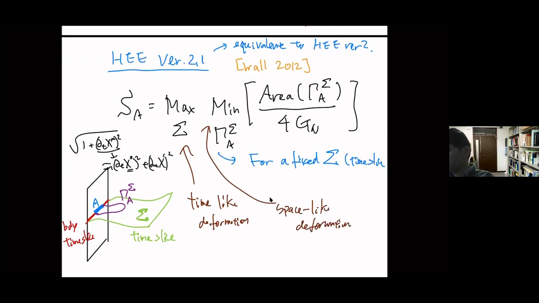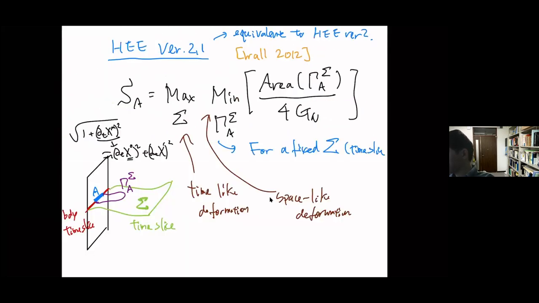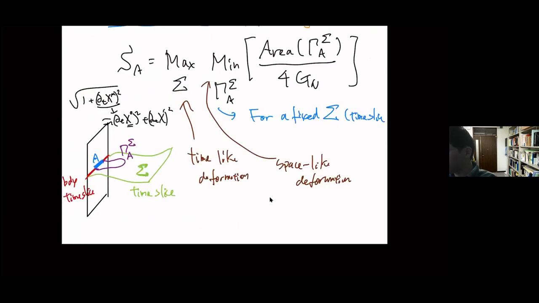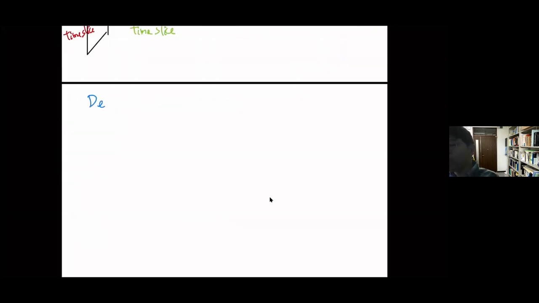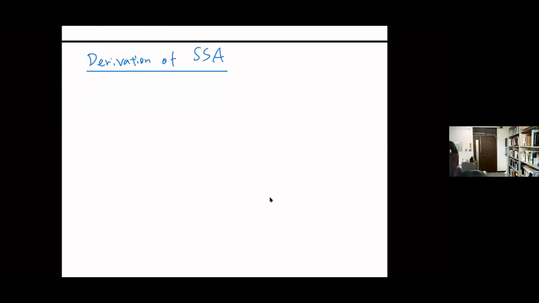So I can explain one example of why this formula is also very nice and useful. It's just a derivation of strong subadditivity, SSA. This is more complicated in a time dependent background. We cannot restrict to a simple setup, but nevertheless, we can prove it.